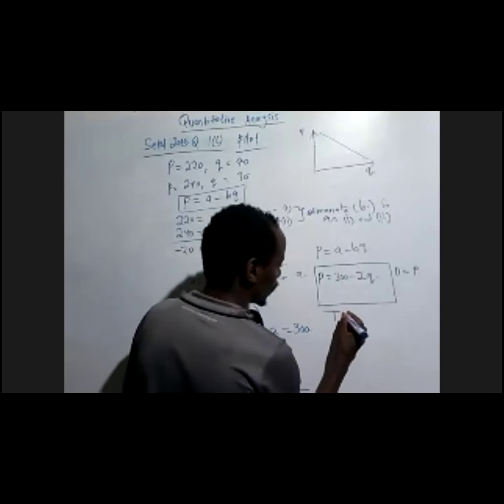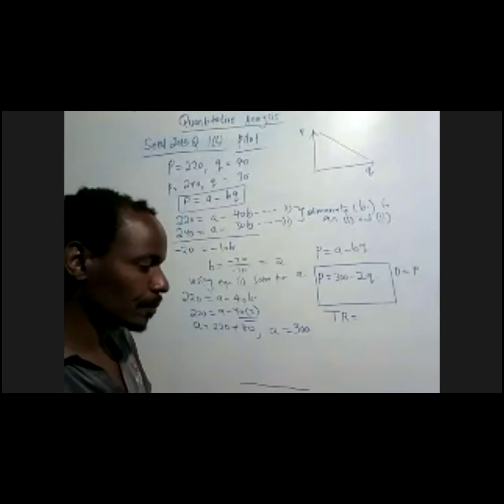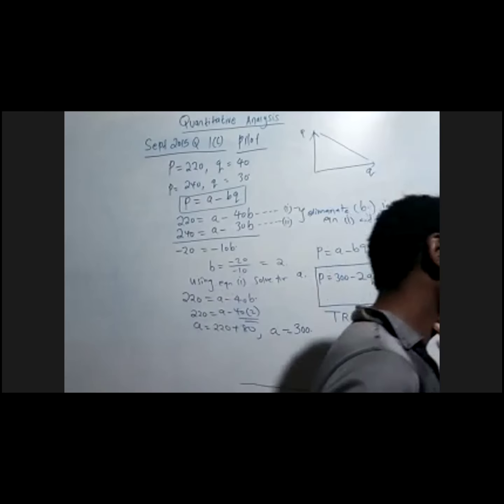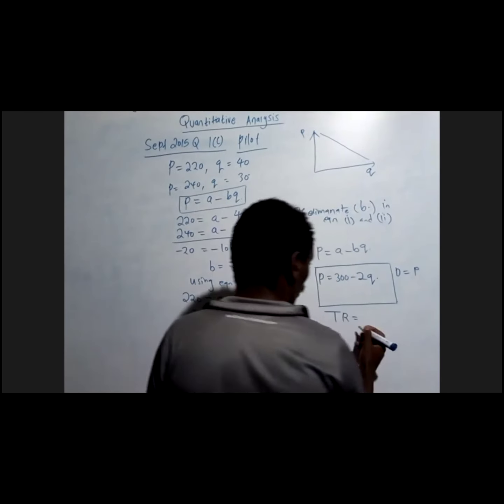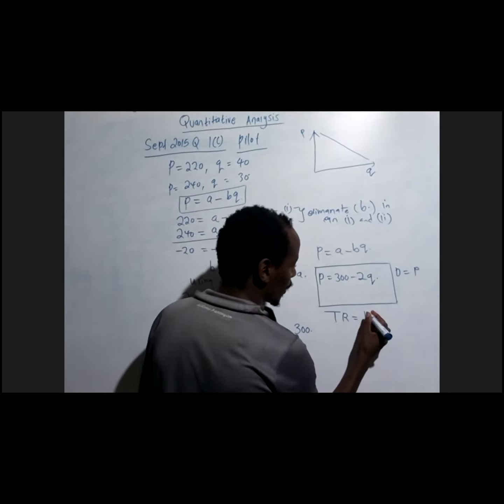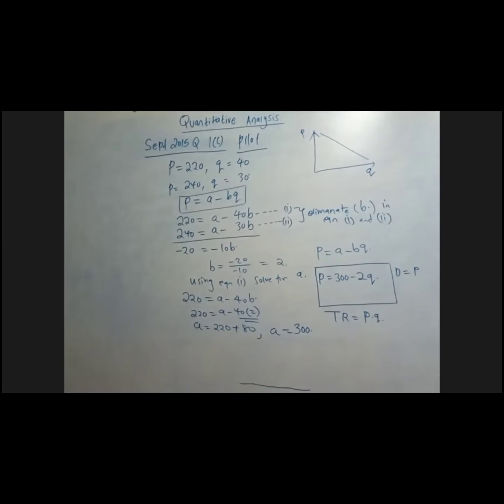Now, for us to get the total revenue, we shall conclude and say that total revenue equals P, which is our demand, multiplied by quantity.